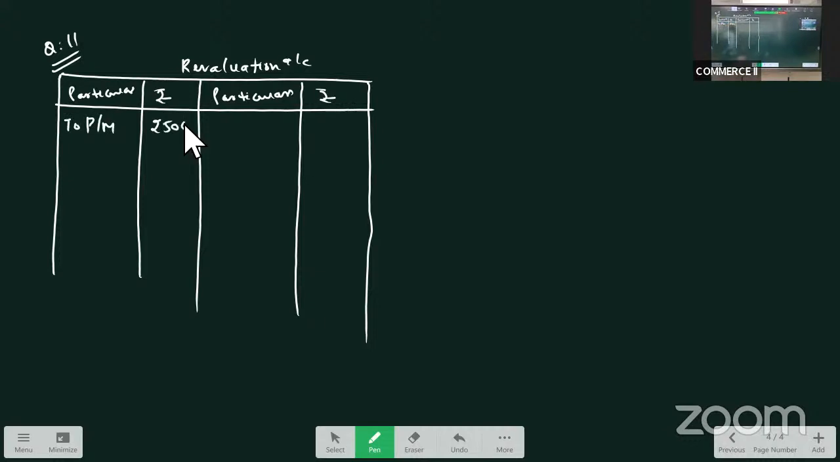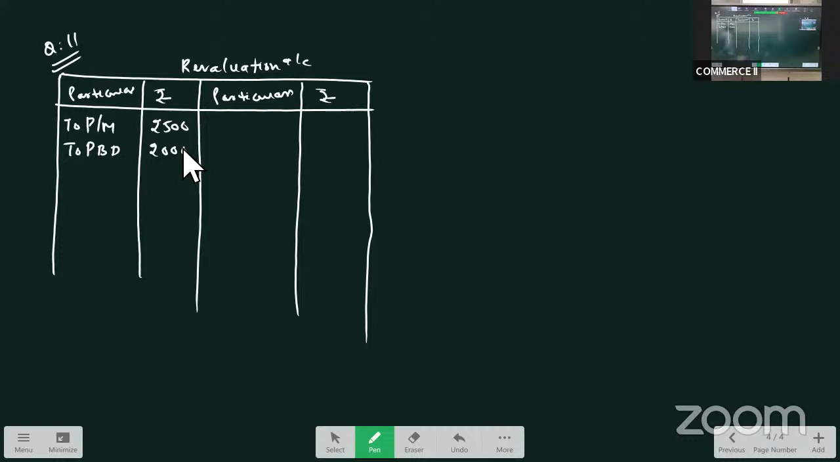Next, create a provision for bad debts at 5%. Debtors appearing in the books are 40,000, and we are asked to create a provision for bad debt at 5%. Again, that would be 2,000. 40,000 into 5 by 100.